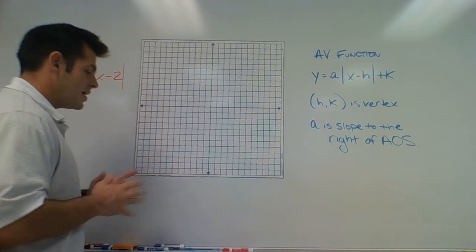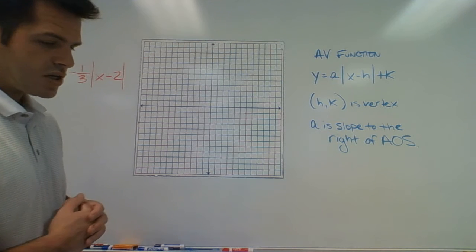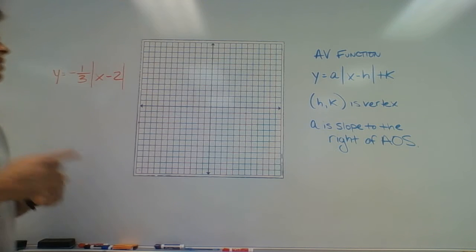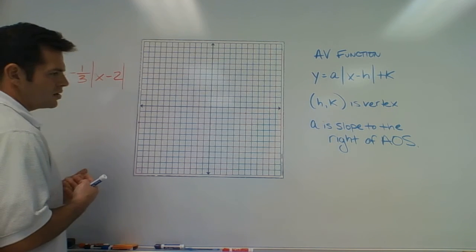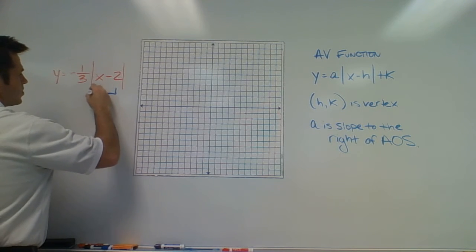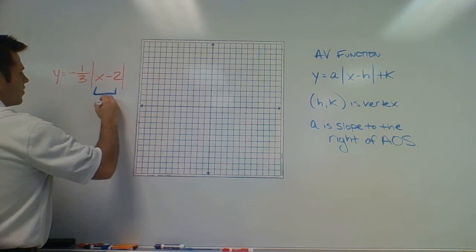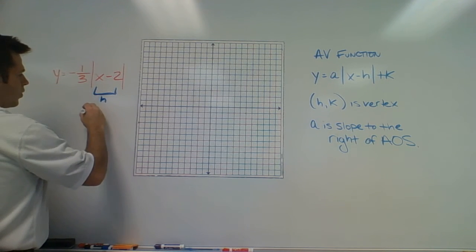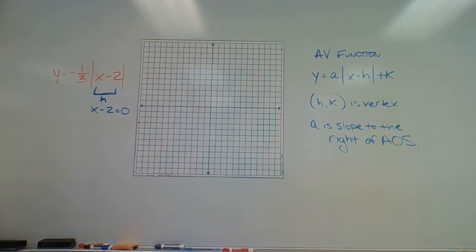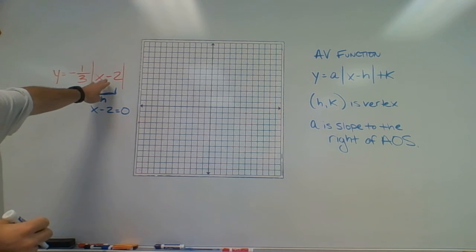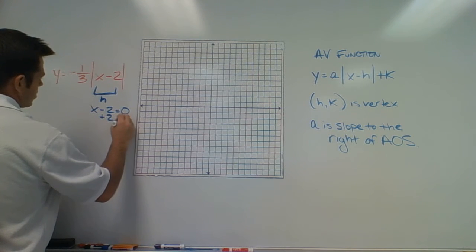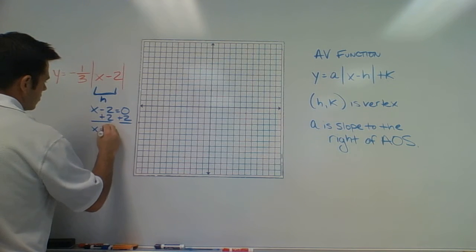As always, when it comes to absolute value functions, we're going to try to figure out if there's anything we could figure out about the vertex first. The h is usually the one where people trip up the most. I'm looking inside of the absolute value. Here it's x minus 2. To figure out what the letter h is, I want to know what value for x would make the inside of the absolute value 0. I have x minus 2 is equal to 0. I'll do the inverse operation, and I get x is equal to 2.